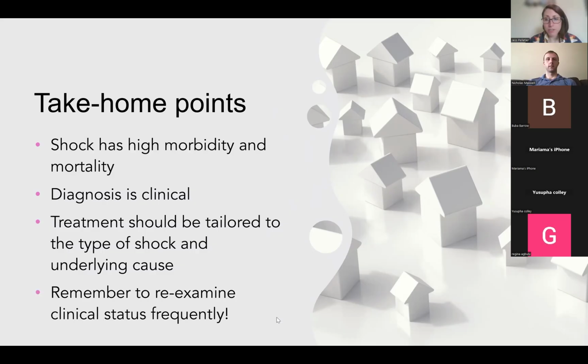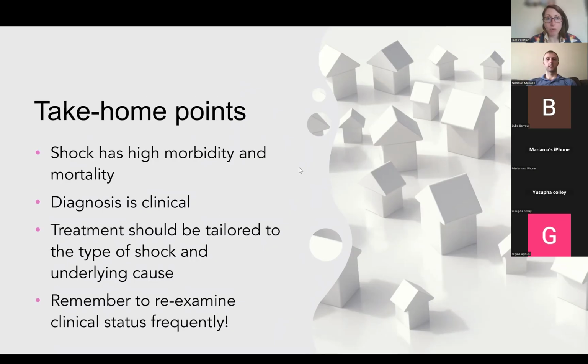Remember to re-examine your patient frequently. And like I said before, this is going to depend on how critically ill the patient is, what resources you have, how often you're giving interventions. And so you have to determine based on your individual patient how frequently to reassess. But most of these patients, if they're actually coming in shock, need to be reassessed very frequently.